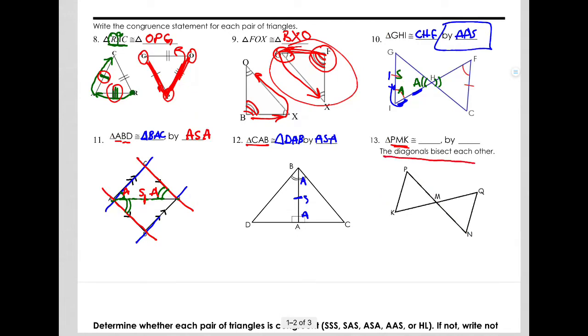So the diagonals bisect each other. This is one that we're still kind of hung up on. Remember, bisect means cut in half, cut in 2 equal parts. That's why it says bi. So basically, they bisect each other. So they both are being bisected.